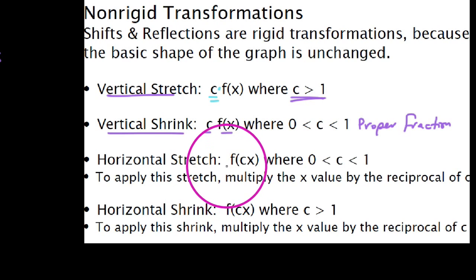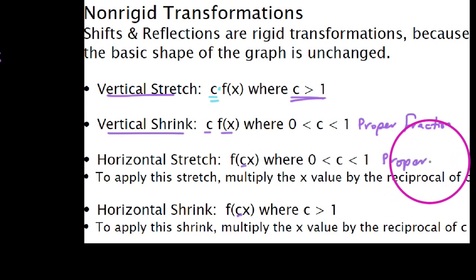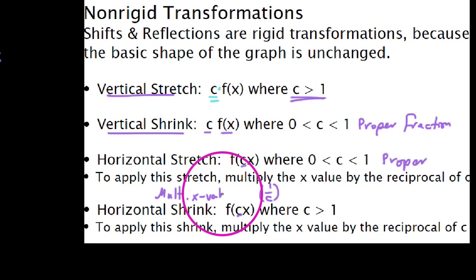So now the question becomes, what if we were to apply this multiplication of values to the x values and not the y values? We will get horizontal stretch, and this is kind of backwards from shrink, if you were to multiply it by a proper fraction, some number between and not including 0 and 1. So to apply this stretch, we multiply the x value by the reciprocal of c. So essentially, we would multiply the x values by 1 over c.